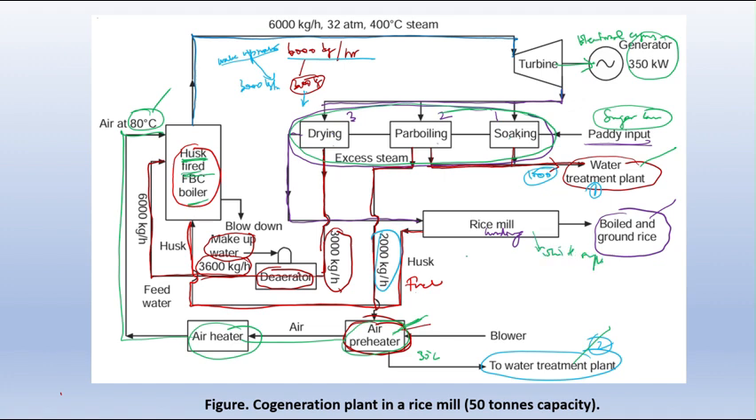Here the waste is bagasse instead of husk, so the process name is different. The structure is the same, only the process name is different. The input is sugarcane, the output is white sugar, and the waste is bagasse. Bagasse is given as an input to the fuel.